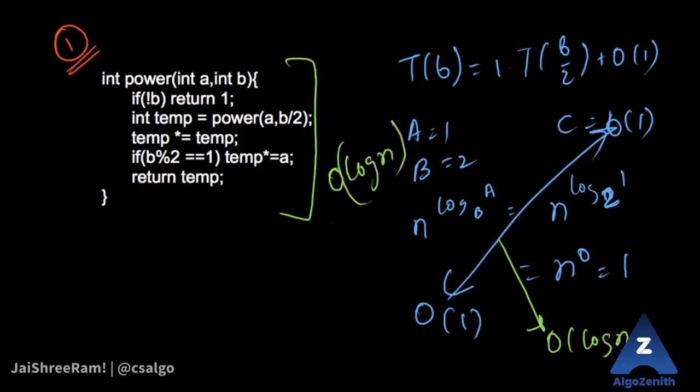Okay, and this is a really nice application of changing the code a bit and finding a to the power b in order log n. So this is how you deduce the time complexity of such recursive functions.